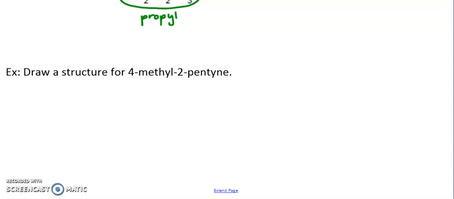So here I have pent, which means 5, right? Yne means I have a triple bond, right? And my triple bond is at the 2nd site. Then I have a methyl group, so I have a CH3, and that is at the 4th carbon. So I'm going to first draw my longest chain. Pent, so I've got 5 carbons.